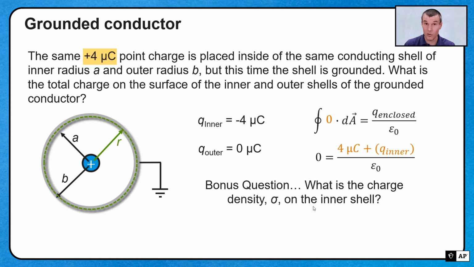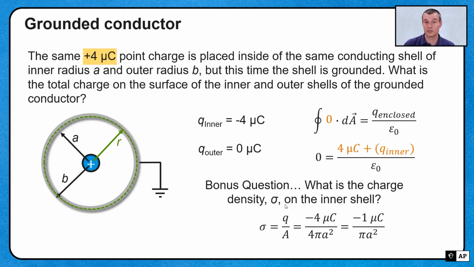So here's a bonus question. What would the charge density be on this inner shell? Remember, this is a sphere. Well, charge density is just charge over area. The surface area of that inner surface is 4 pi a squared, because that's my radius. And if I plug things in, I would get that answer.